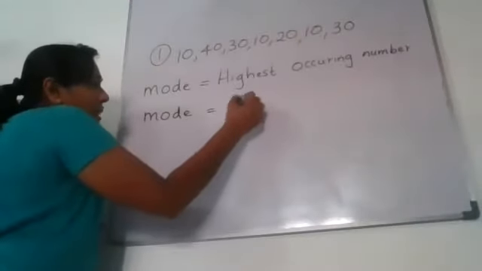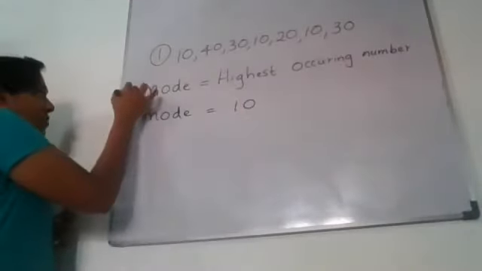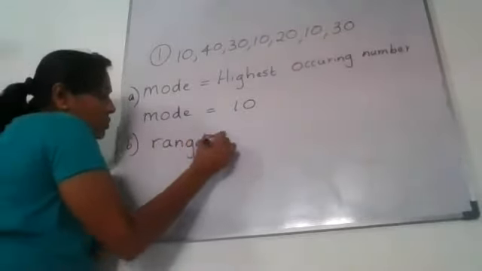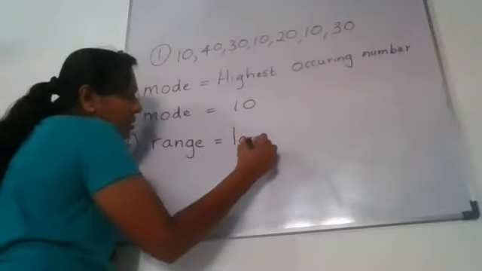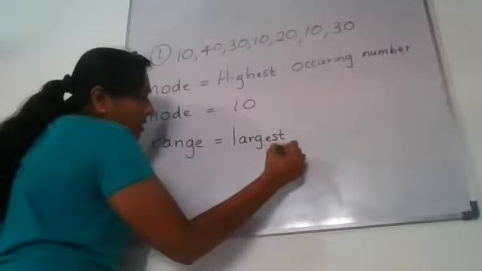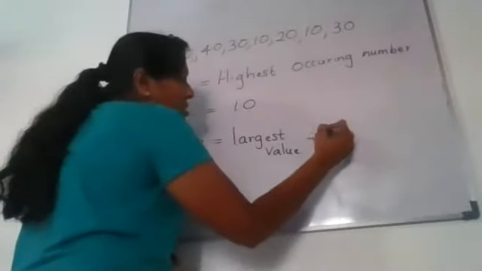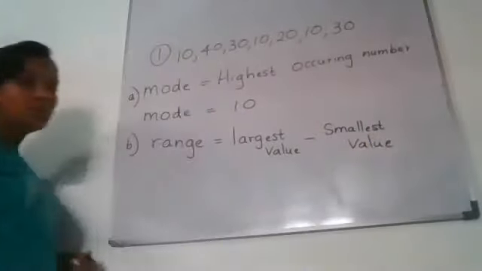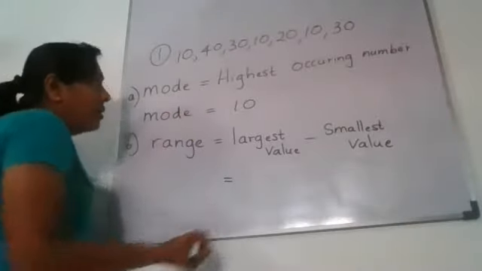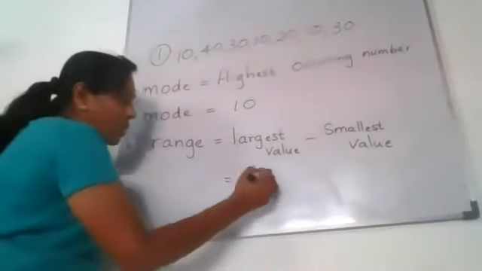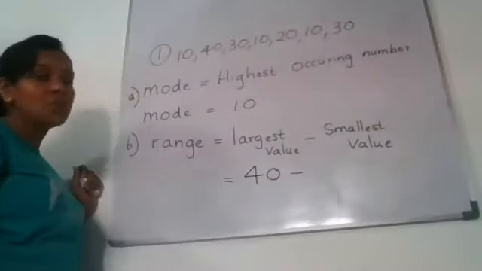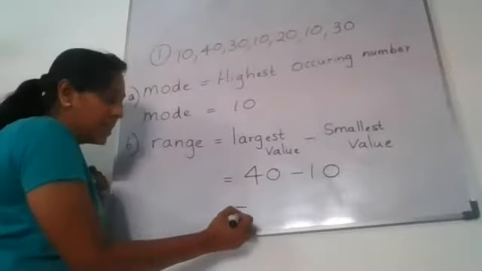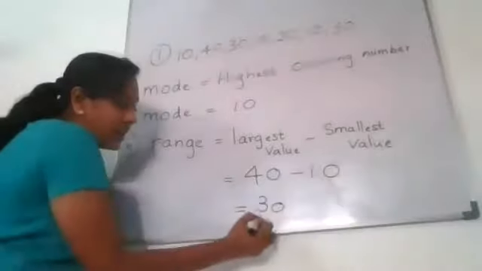Okay, so that is how we find the mode. That's my first one. And then I'm going to find the range. The range means the largest value minus the smallest value. So according to this set of data, my largest value is 40 and my smallest value is 10. So I have to find the difference between 40 and 10. So 40 minus 10, I get 30.